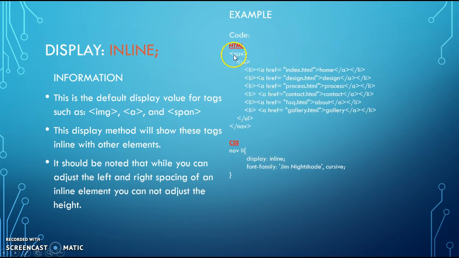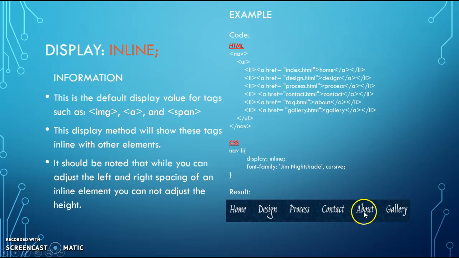Here we have some code from my own website that is just a simple navigation bar. Here you have the links to the different pages, and then I have nav, and then list item, display inline, and the font family that I've chosen, and it results in something like this.